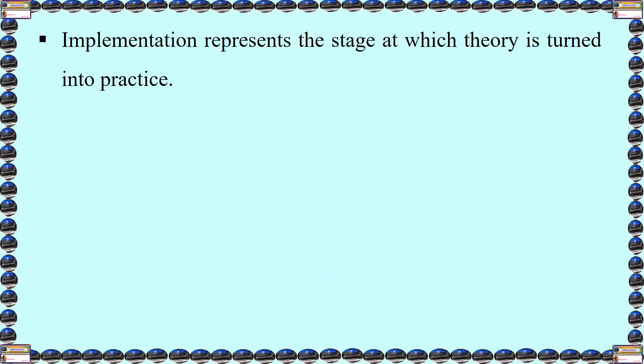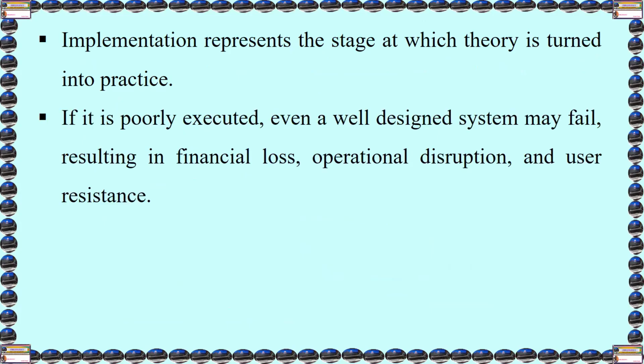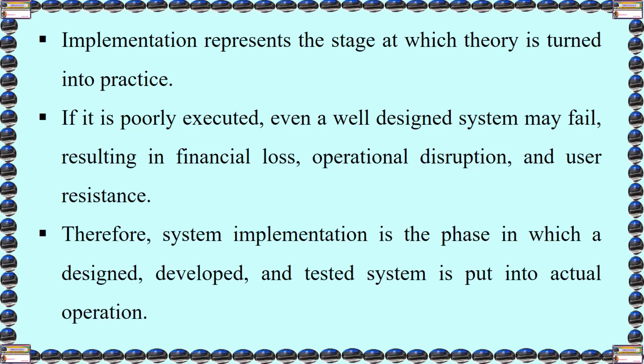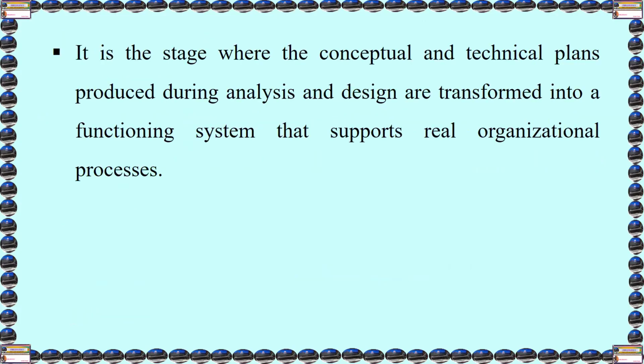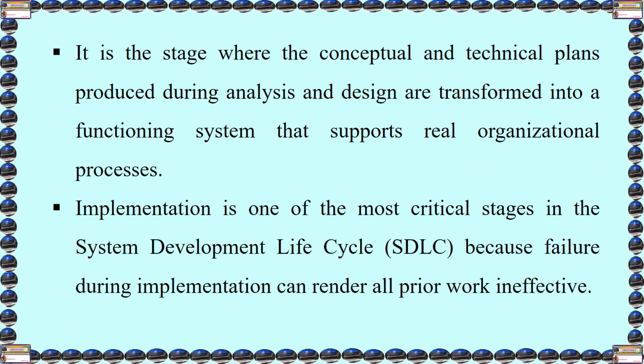Implementation represents the stage at which theory is turned into practice. If it is poorly executed, even a well-designed system may fail, resulting in financial loss, operational disruption, and user resistance. Therefore, system implementation is the phase in which a designed, developed, and tested system is put into actual operation. It is the stage where the conceptual and technical plans produced during analysis and design are transformed into a functional system that supports the real organizational processes.